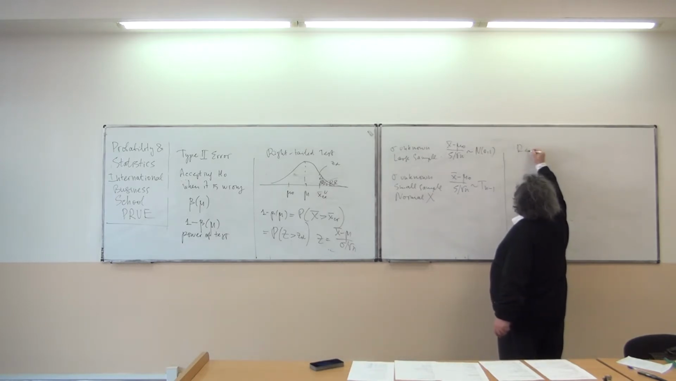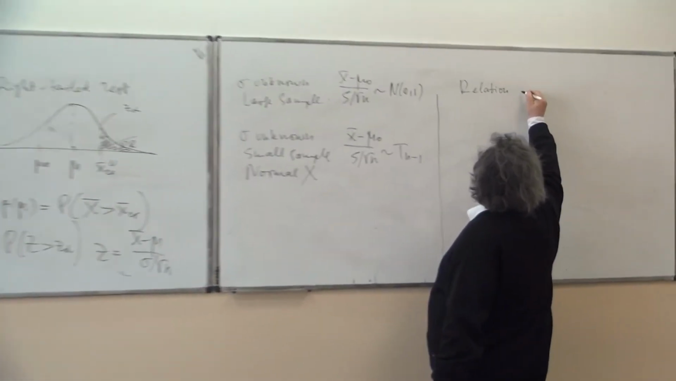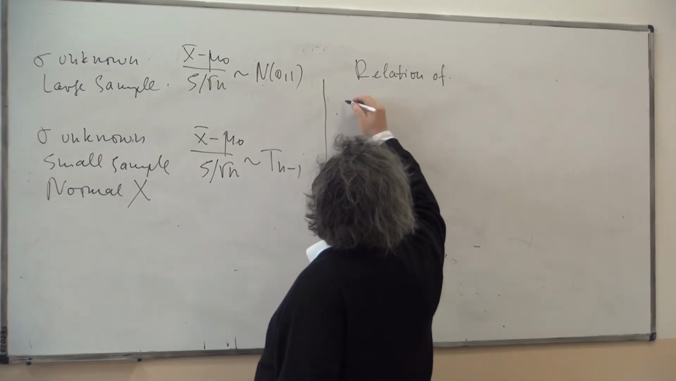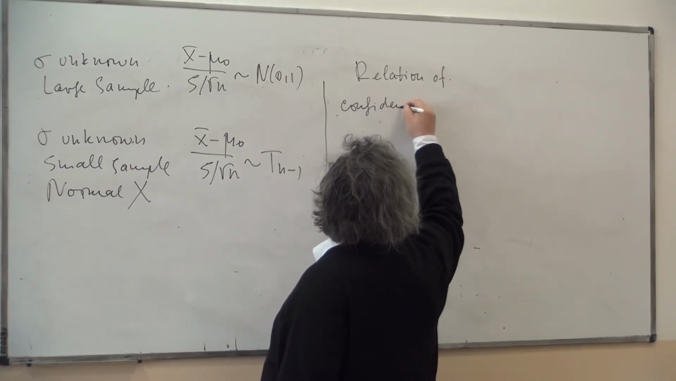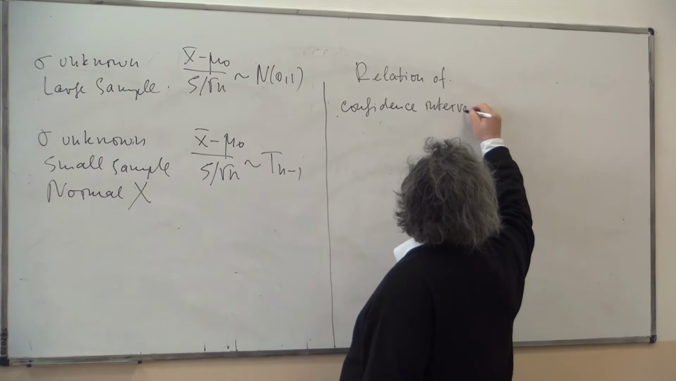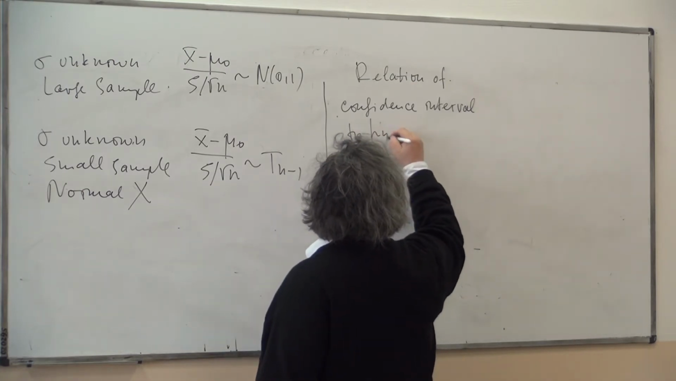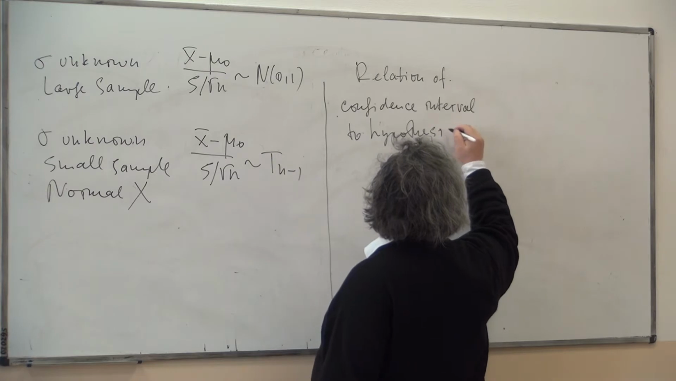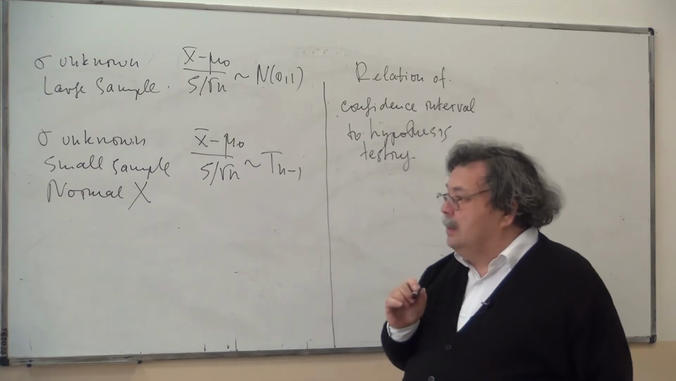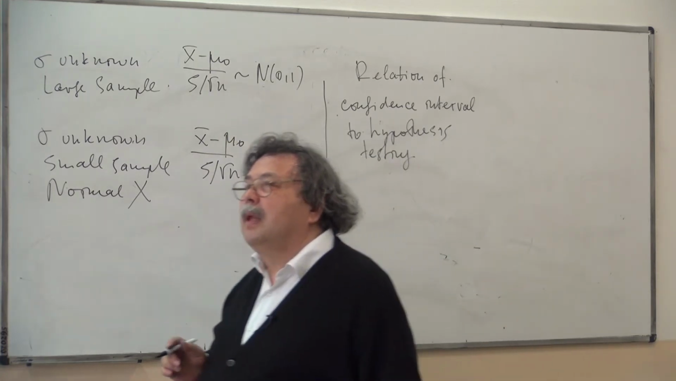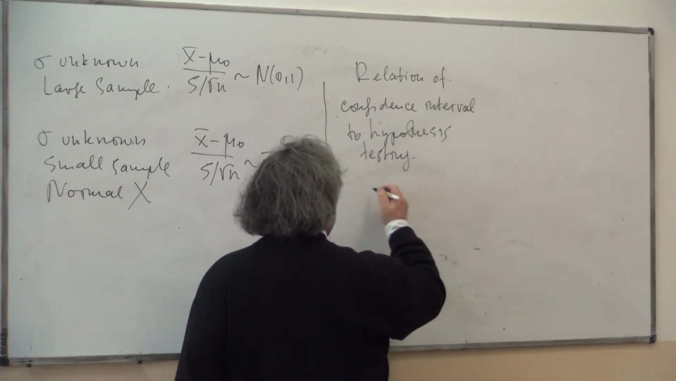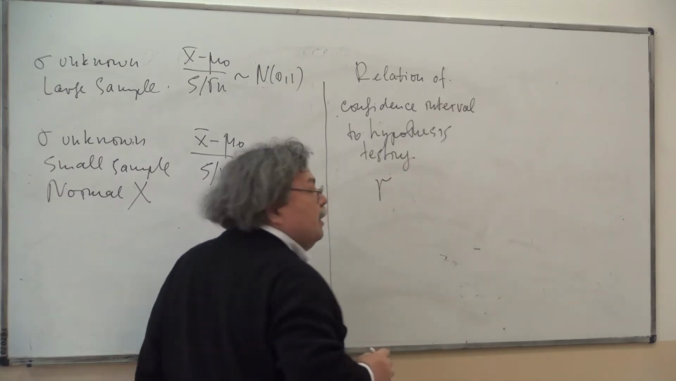Okay, let's write it this way. Relation of confidence interval to hypothesis testing. Now, how are the two related? Suppose we have a certain confidence level gamma.